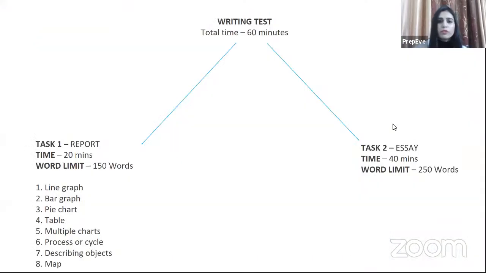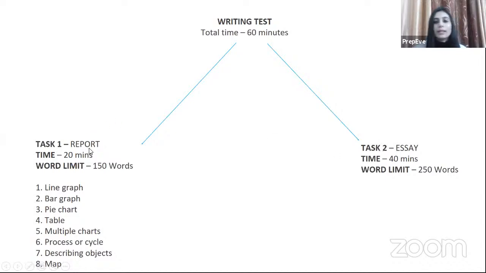So this is your format, writing test. The very first test is your listening test, followed by the reading test on the same day. And then comes your writing test. There's a gap of hardly 5 or 10 minutes between each of these tests. And the writing test is the third one in the sequence. So it starts with listening, reading, followed by writing. So writing, again, just like your reading test, the duration is 60 minutes. You have to complete your writing test in 1 hour. And you have to complete two tasks, task one and task two.